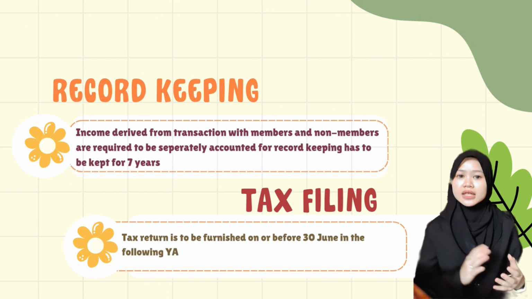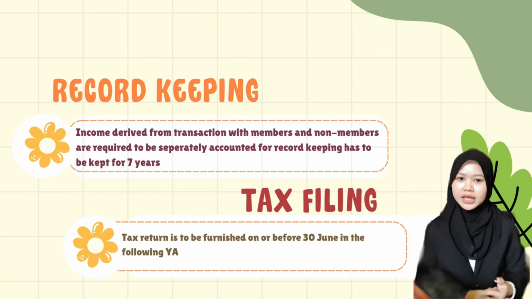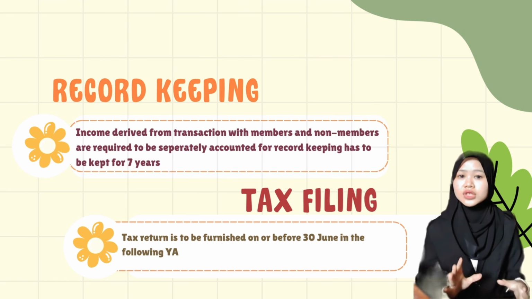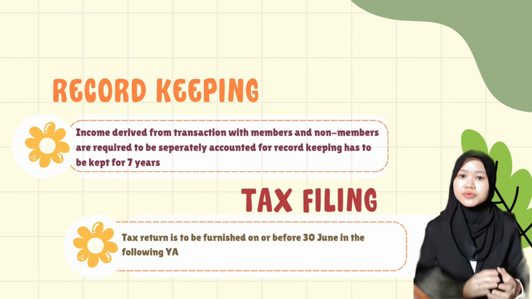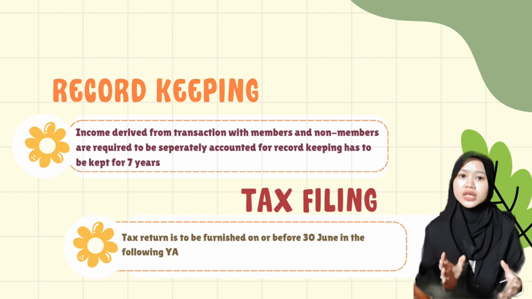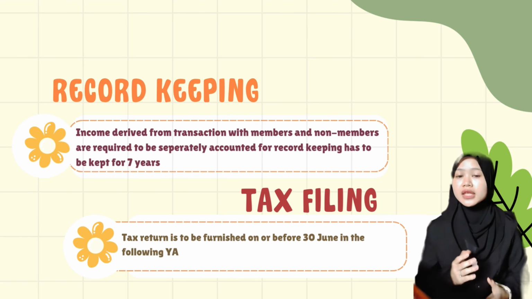As for tax filing, even though these organizations might enjoy exemptions, they are still required to file a tax return. The return must be furnished on or before 30 June in the following year of assessment, so compliance is still necessary despite the exemption.